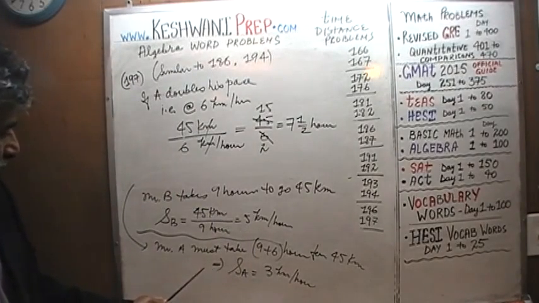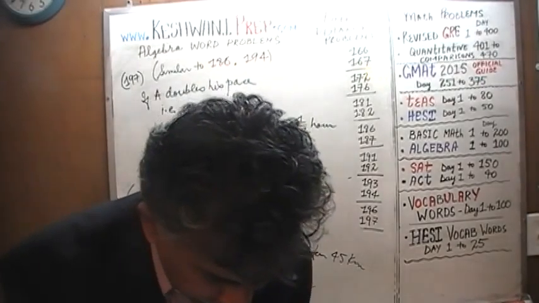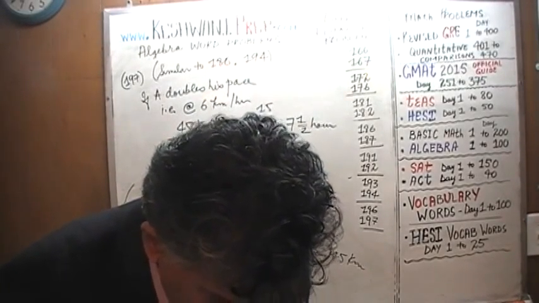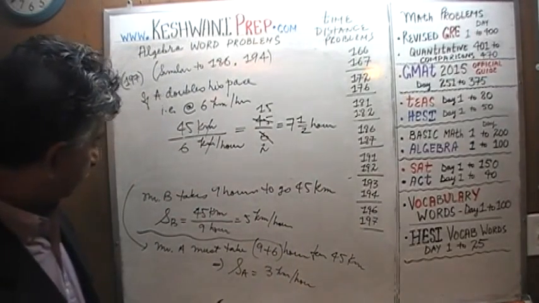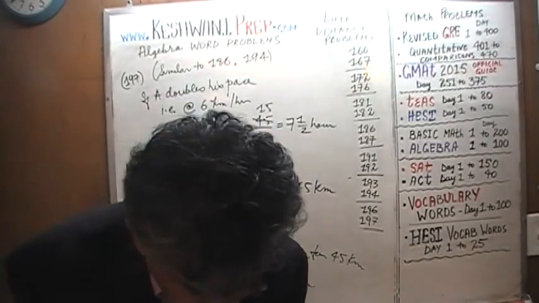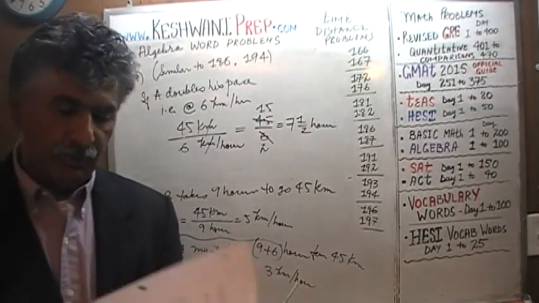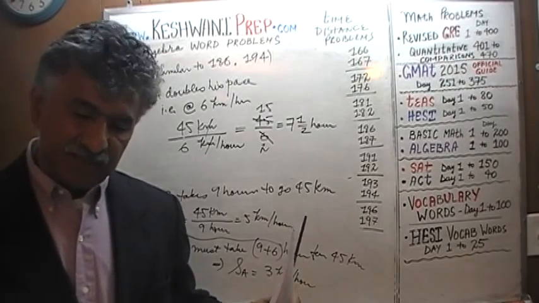How long was it taking him originally? Originally it was taking him 15 hours. Is that right? Did I do something wrong? Just give me 1 second here, I'm lost for 1 minute. If A doubles his pace, he takes 90 minutes less than B does. Okay, all right.